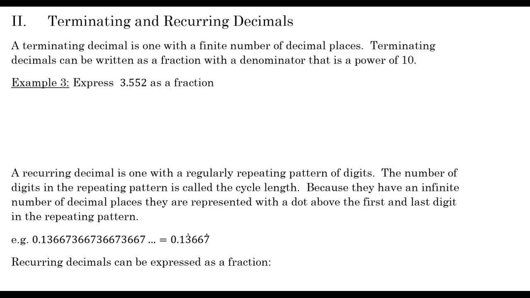Hello Year 11 and welcome to our second video for our second topic. We're looking at terminating and recurring decimals. Terminating decimals are those with a finite number of decimal places, such as in example 3 here, 3.552.